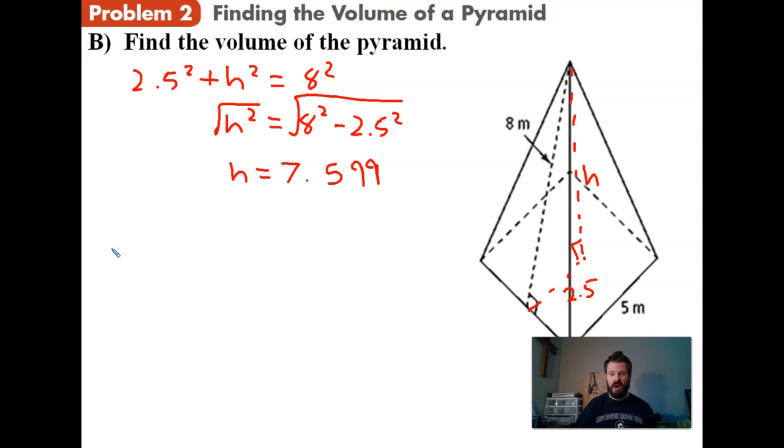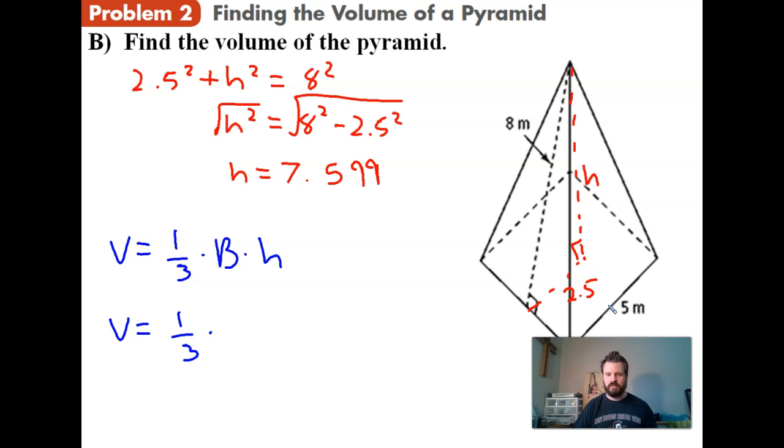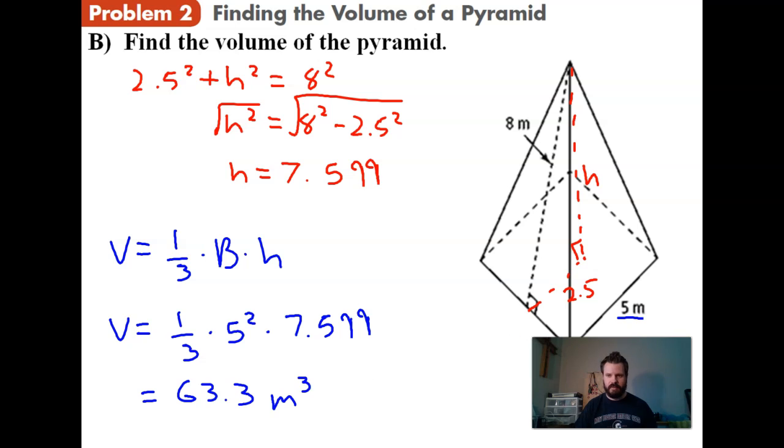And to me, that's the hard part. From there, it's just a matter of using this equation, 1/3 times big B for area of the base times h for the height. So we can say volume is equal to 1/3 times area of the square base, which will be 5 squared, times that height we just found, the 7.599. All right, when I plug that all in, I end up with 63.3 meters to the third.